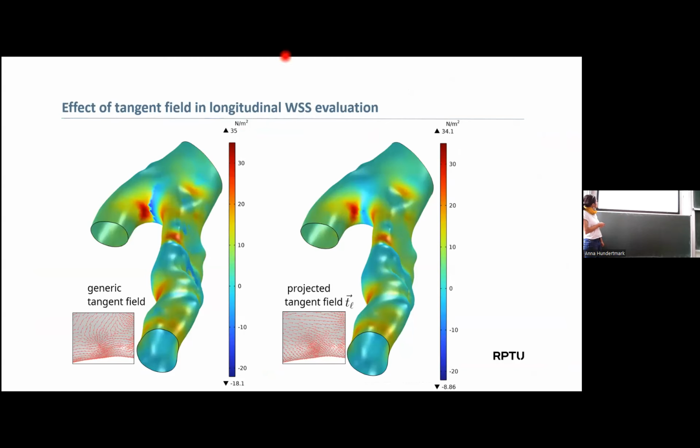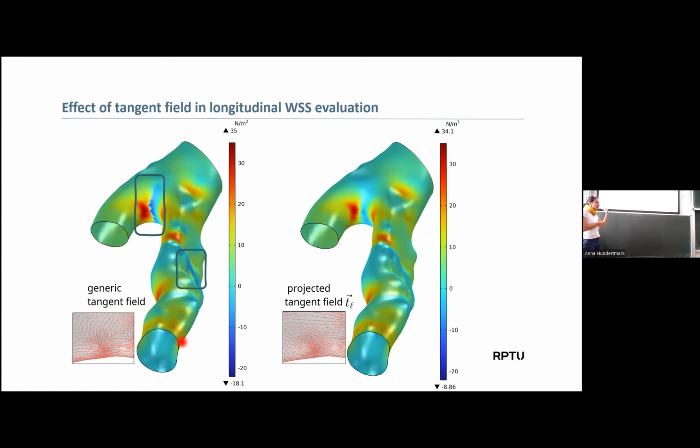Finally, on the left side, you have the longitudinal Walsh stress, not the Walsh stress amplitude, not the size, but the longitudinal component of the Walsh stress vector with generic tangent fields. With this erratic tangent field, for instance, you can see here two zones where it is very problematic. This is discontinuous behavior of Walsh stress, which is not real, which is not correct.